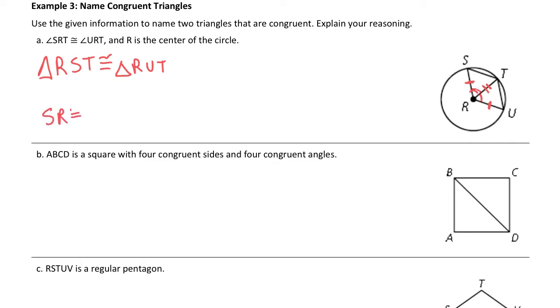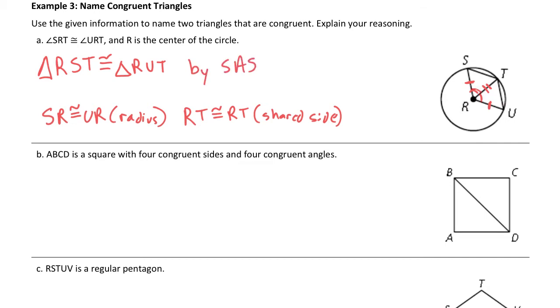SR is congruent to UR because each radius is congruent to another radius, right? And then I could say, it's kind of weird to say, but RT, or TR, however you want to say it, is congruent to itself, and that's because it's a shared side. So something about why we can say those sides are congruent, and that's SAS. So it's congruent by SAS.